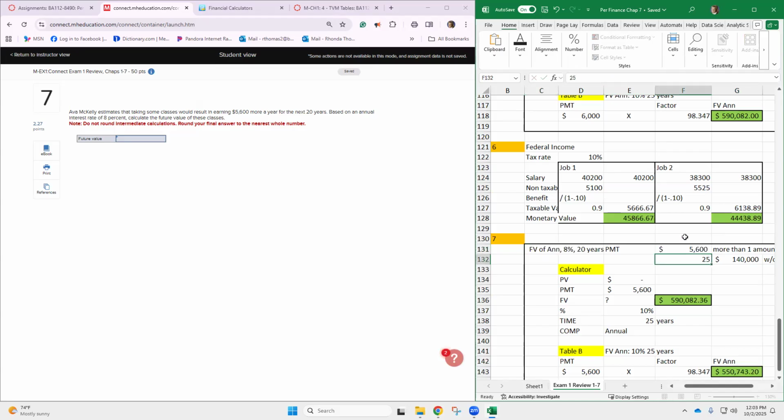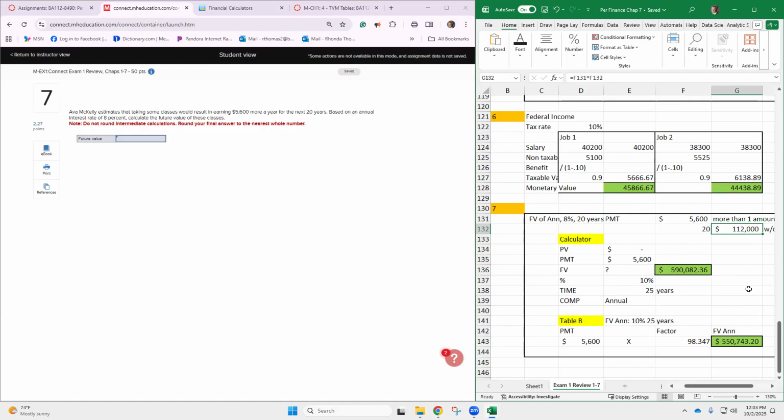Additional 5,600. Okay. Once again, I like to calculate what it would be in what I call real money, without time value of money. She could sock that aside in a checking account and have 112,000. So whatever I get down here better be higher than that, or I'm not doing it right. Okay, so what we got, 8%, 20 years.